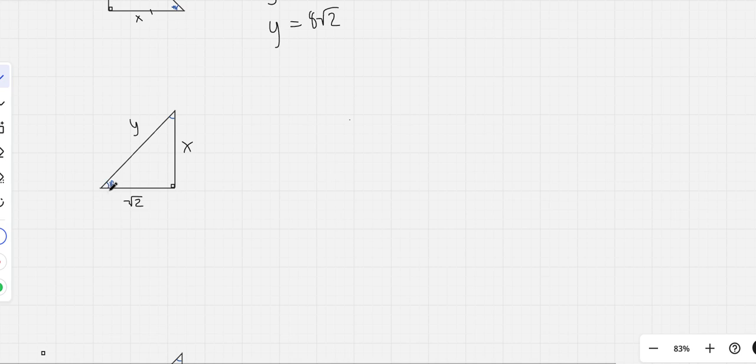Here we have a 90-degree angle, a 45-degree angle. So you guessed it, the remaining angle is going to be equal to 45 degrees. So we know that these two lines are equal to one another. So in this instance, x is equal to the square root of 2. And y is equal to the length of this side times the square root of 2. So we have the square root of 2 times the square root of 2.